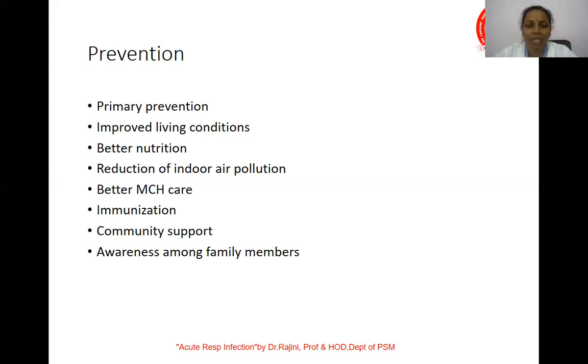This includes antenatal care, immunization, postnatal care, family planning, proper weaning, breastfeeding, proper school health care. Okay, so all these come under maternal and child health care. Immunization. So the child has to be immunized up to date, whenever necessary. So everything has to be immunized. Community support, awareness among family members. So these are all the preventive aspects of acute respiratory tract infection.